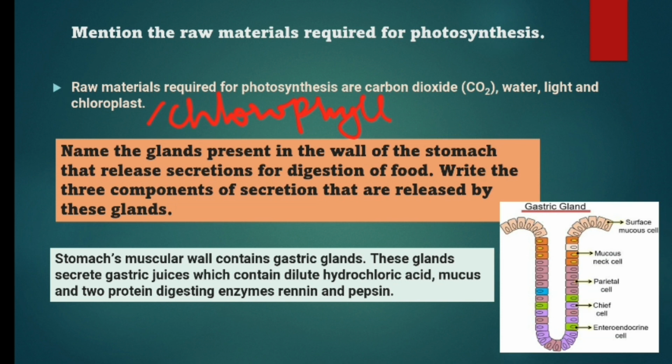Name the glands present in the walls of the stomach that release secretions for digestion of food. Write the 3 components of secretions that are released by these glands. So, name the glands which are present in the stomach. They are gastric glands. Gastric glands are present in the stomach, and the 3 components of secretion released are hydrochloric acid, mucus, and two protein digesting enzymes, renin and pepsin. Renin is basically secreted only in infants, and not in adults.